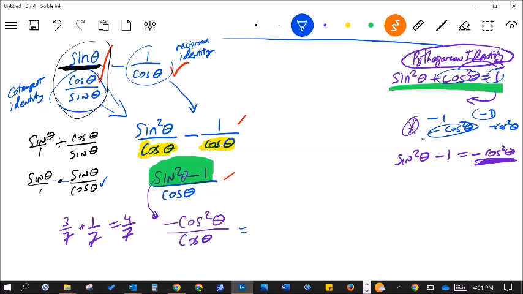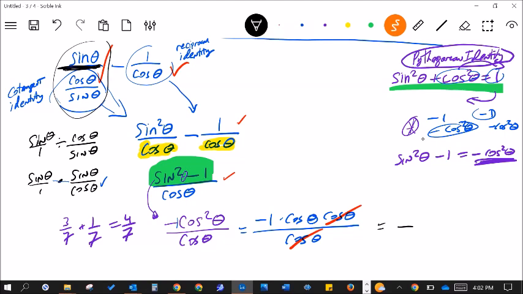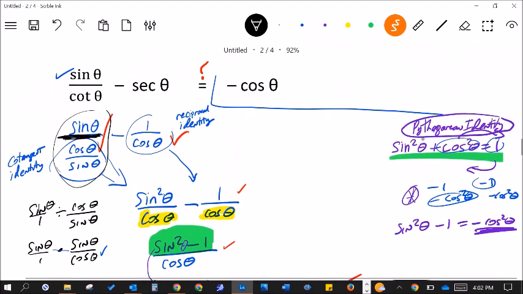So think about what the squared means. Well, if we have a negative, that's like having a negative 1 there. And we have a cosine theta times another cosine theta. That's what squared means. On the bottom, we have a cosine theta. So it means that we can cancel out these, and we get negative cosine theta. And that is what we were trying to get to in the first place.